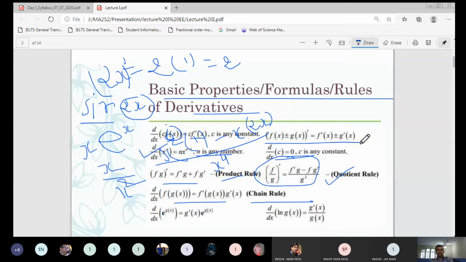The second rule is addition and subtraction. If you have two functions in addition or subtraction and you want to differentiate them, differentiate the individual functions and then add or subtract. For example, to differentiate x plus e raised to x, the derivative of x is 1, plus the derivative of e raised to x, which is e raised to x. This is the second rule.